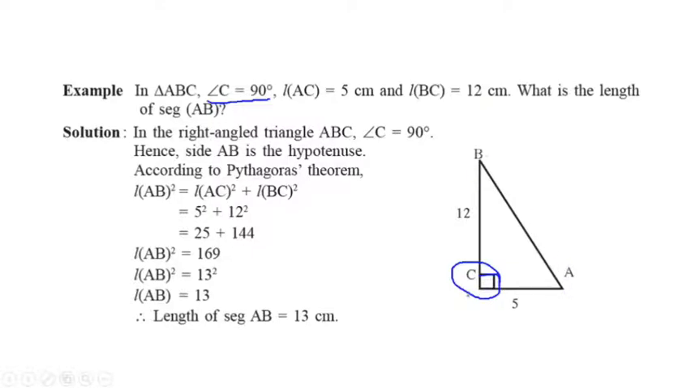AC is 5 centimeter and BC is 12 centimeter. What is the length of segment AB? Now who is AB?